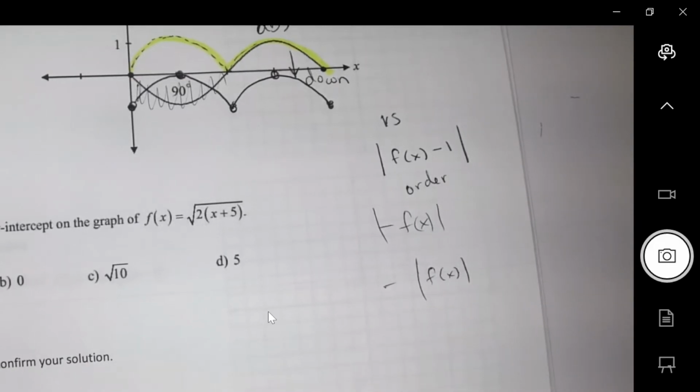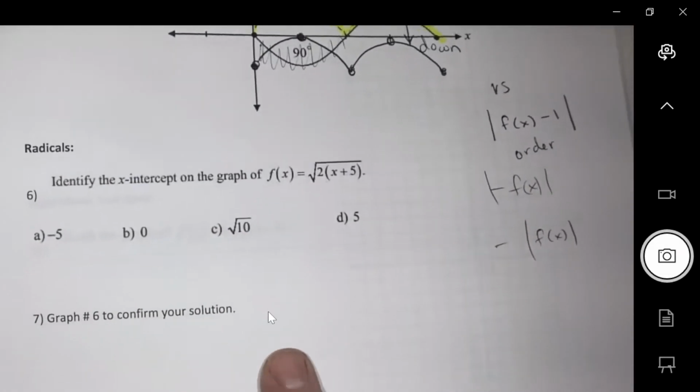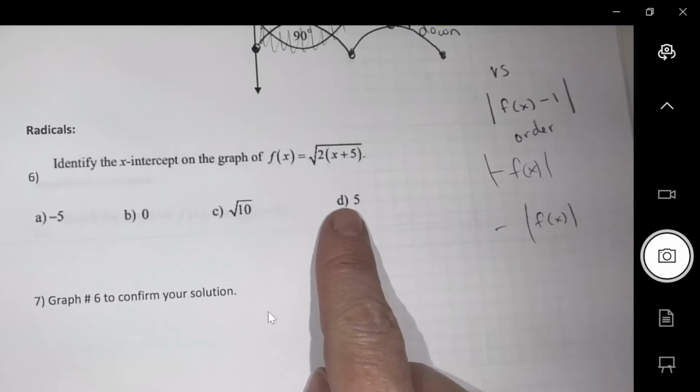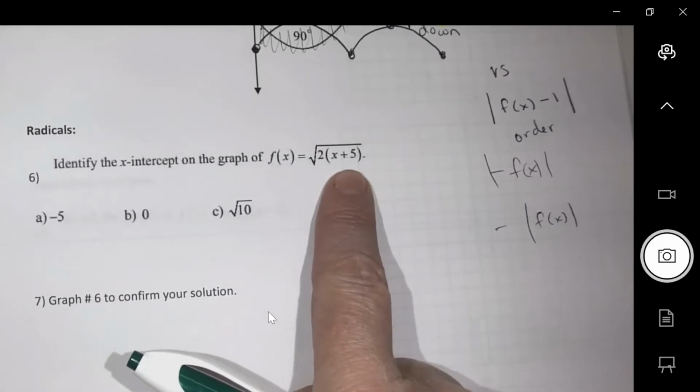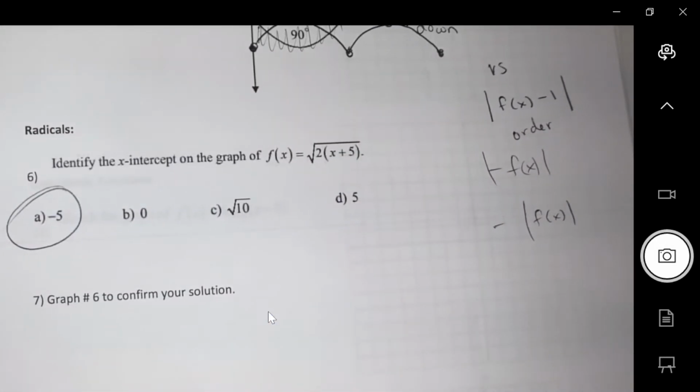Okay. Identify the x-intercept of this radical. I think we just had this question. Which way have I shifted? Left 5. So that's my x-intercept. Graph it and show me that that's the solution.